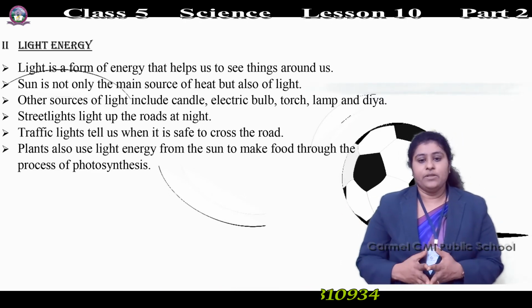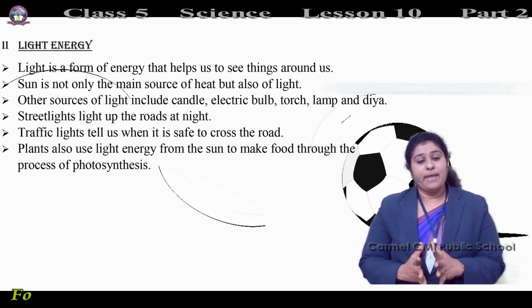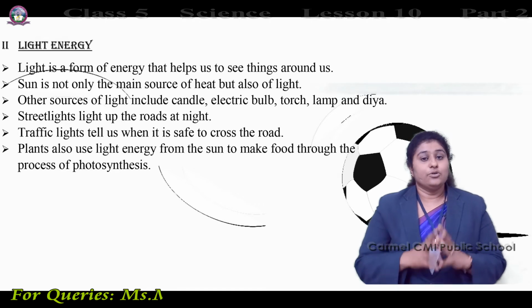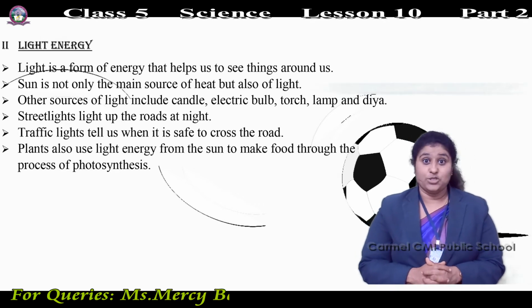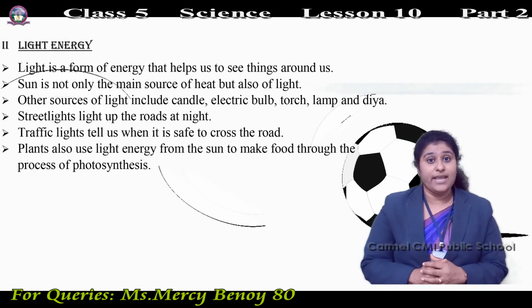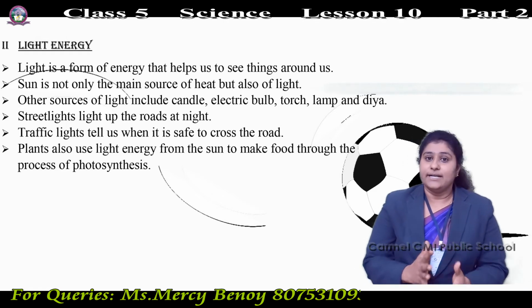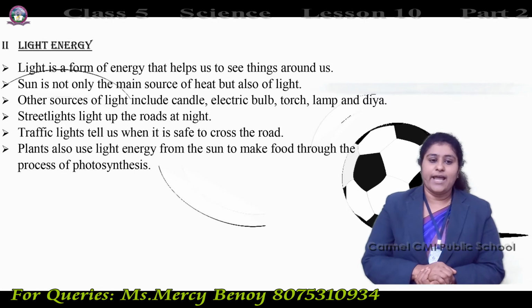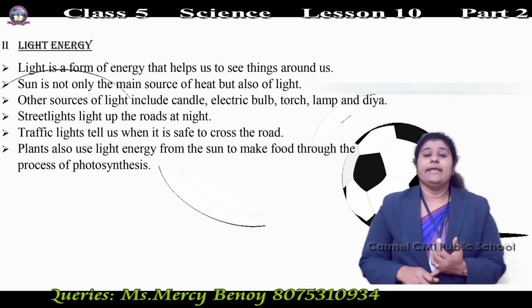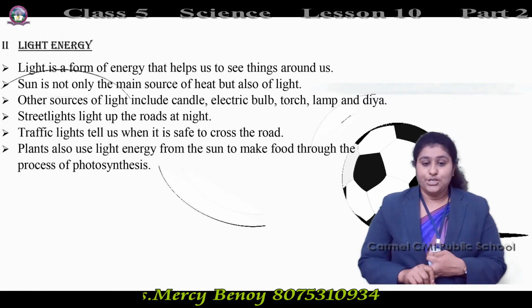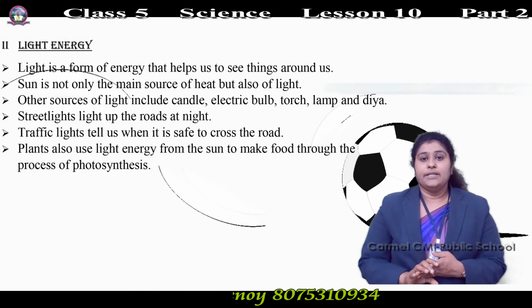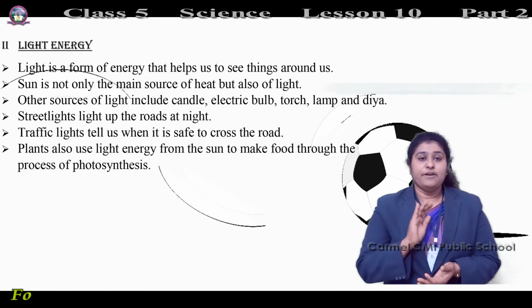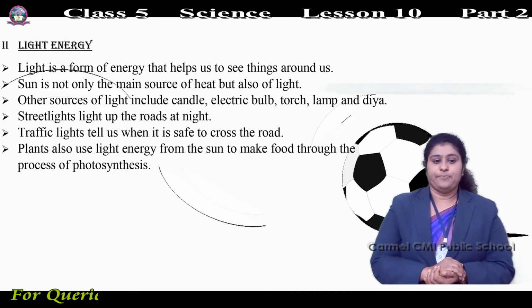The sun is not only the main source of heat but also of light. We learned the sun is the main source of heat, isn't it? Like that, the sun is the main source of light. Then what are the other sources of light? Candle, electric bulb, torch, lamp, and small diyas. These are the different sources of light.